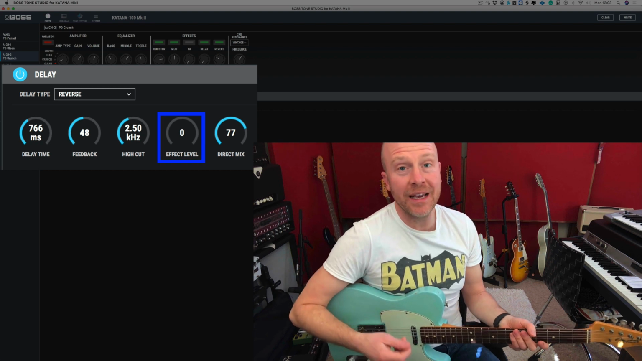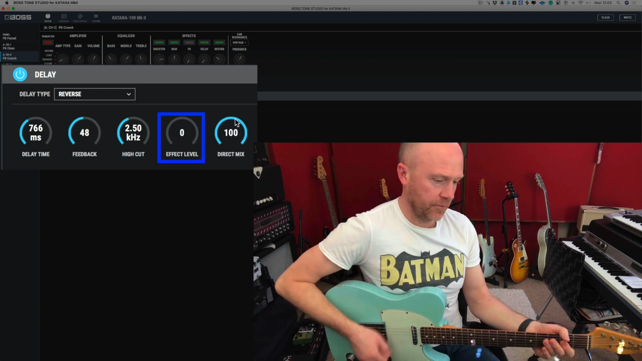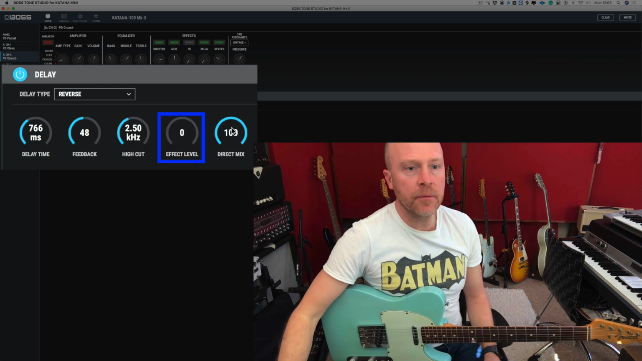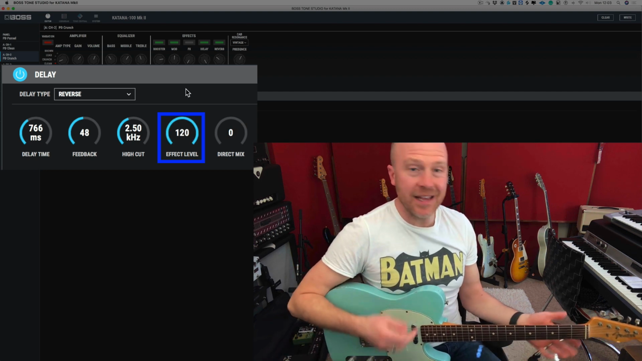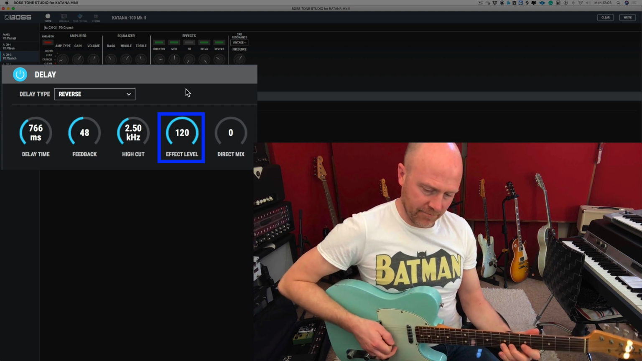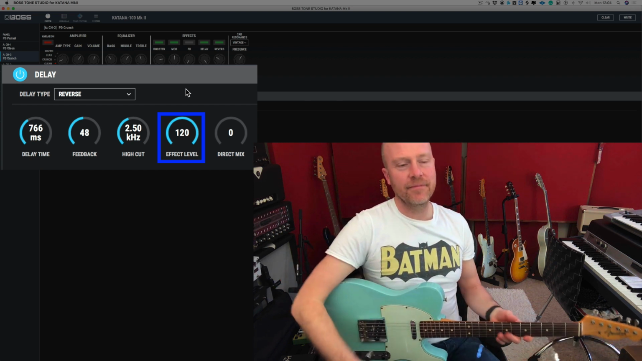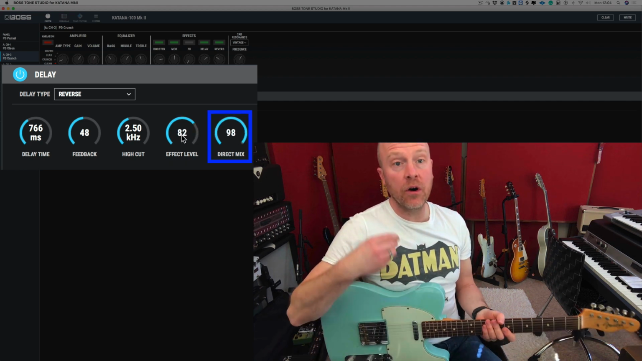So the effect level is the level of the delays. So if I turn my direct mix up, that's my straight guitar signal. If I bring that back, see we've got no volume at all. If I bring up the effect level now, it's only delays at full level. And obviously the direct mix, again, is the level of the guitar signal.